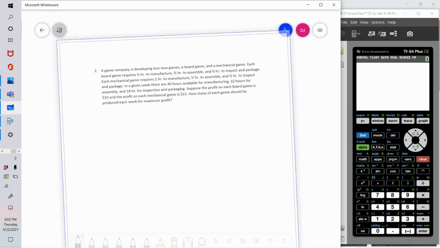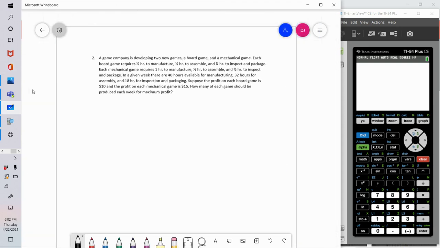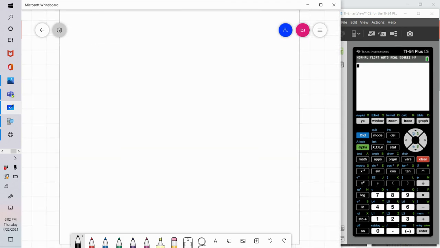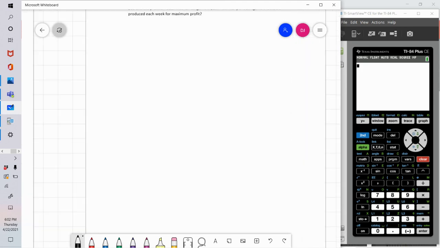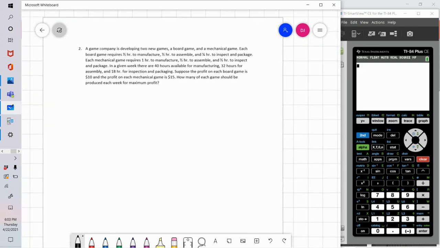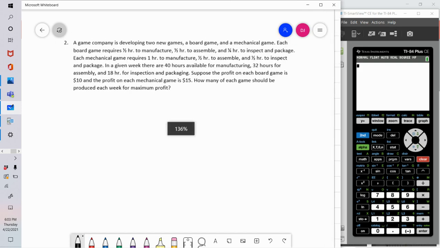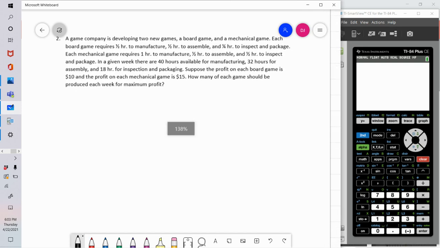Now, let me shrink this just a little bit and show you that I actually have this entire page for one problem. I do have more problems, okay? So just keep that in mind. These might take a lot of space.